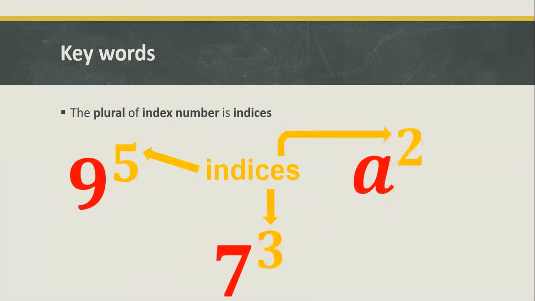The plural of index is indices. So here we have 3 indices, 3 powers: 9 raised to the power of 5, a raised to the power of 2, so that is the index, and 7 raised to the power of 3, which is also the index. So the plural of index is indices.